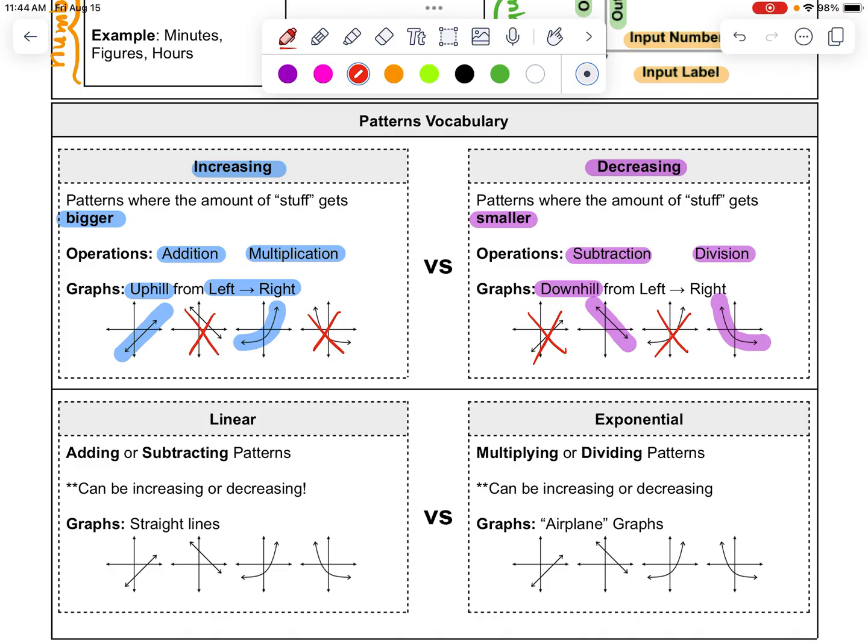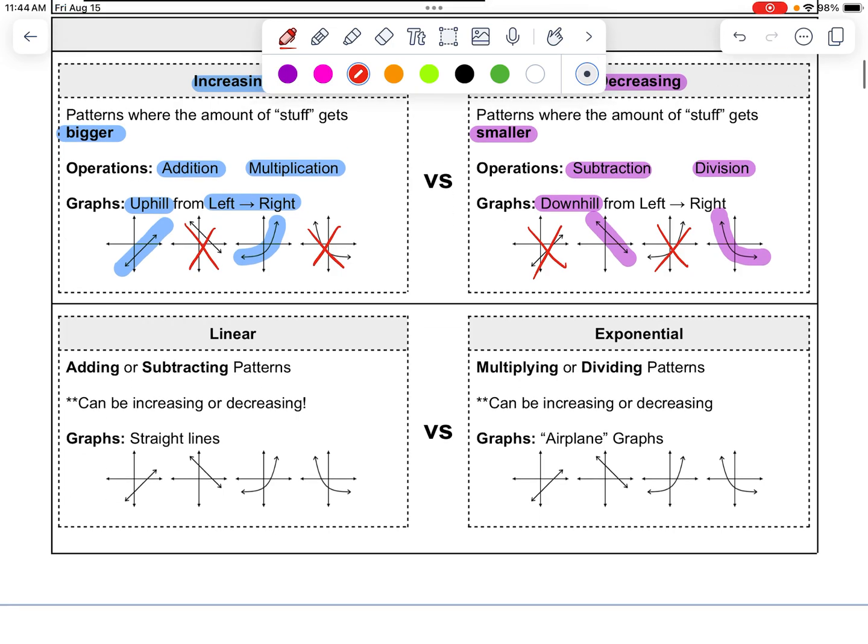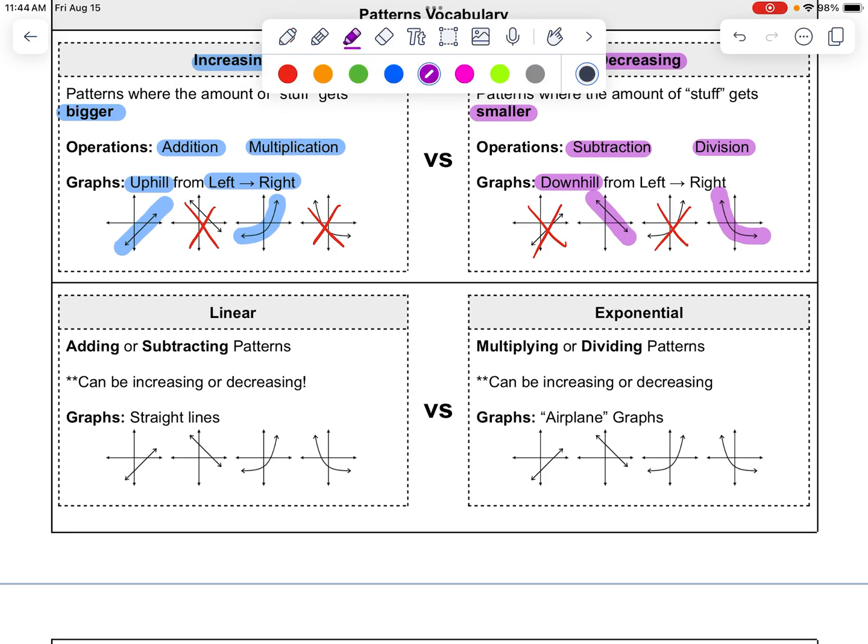In addition to knowing the difference between increasing and decreasing, you're also going to need to know the difference between linear and exponential. Some of the graphs we're going to look at are going to be straight lines, and some of them are going to be curves. So let's start with linear.